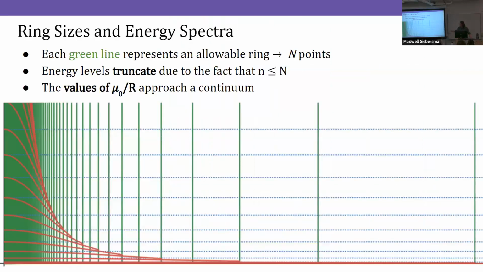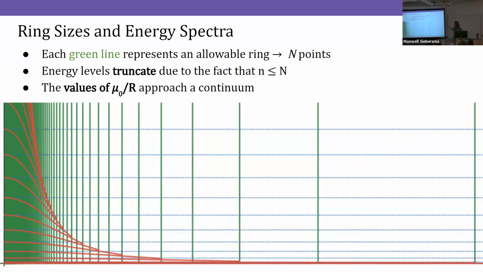And to comment on what these green lines mean, each of those represents an allowable ring with endpoints, because we can only have an integer number of points on a ring. And so, yeah, the actual only energy levels you see are where the green lines intersect with red lines on this plot. But I tried plotting that and it looked really terrible. So we're sticking with this interpretation. And also, the energy levels truncate because this quantum number n is less than or equal to the number of points on the ring. And that ultimately stems from the fact that our number of eigenstates is given by the number of roots of unity, or there's that correspondence.